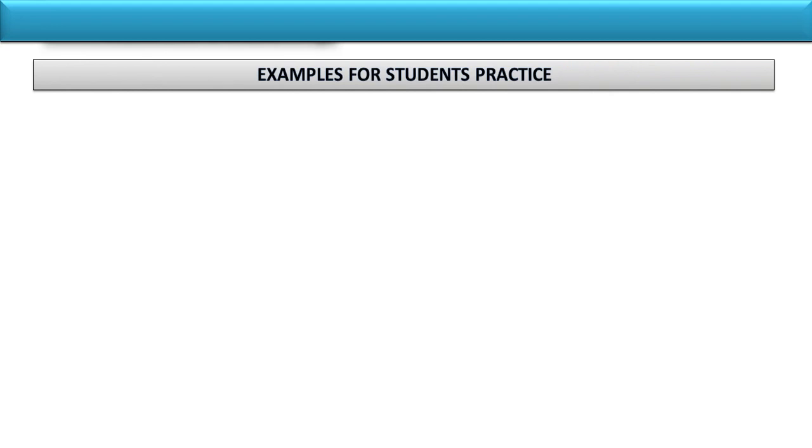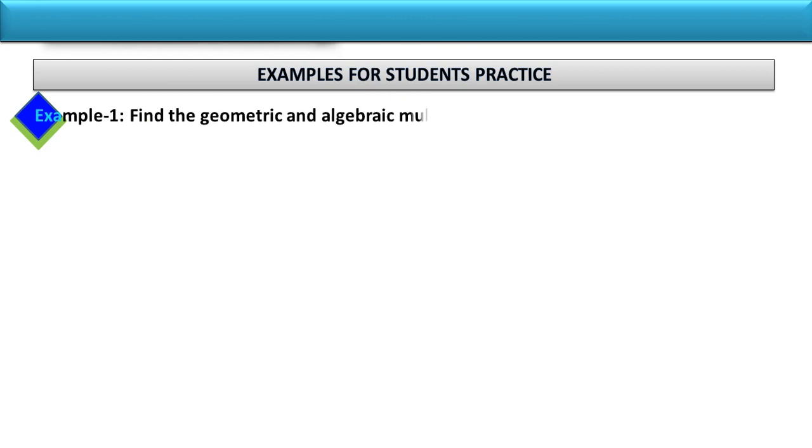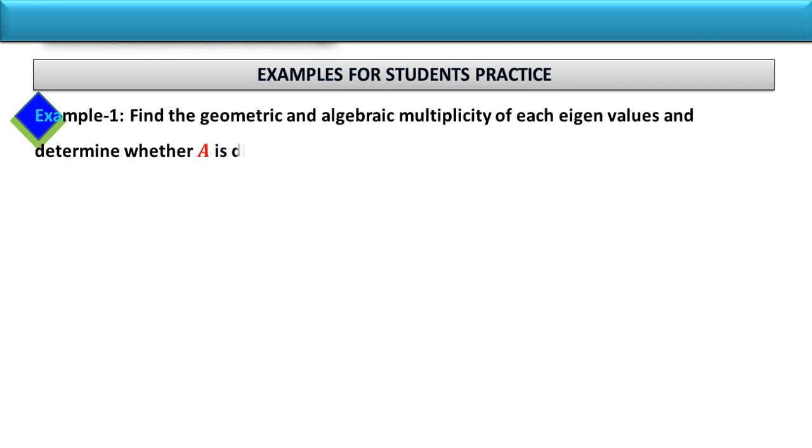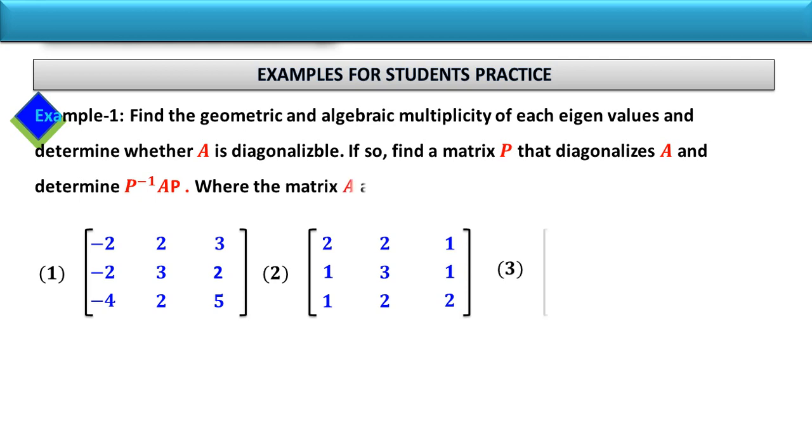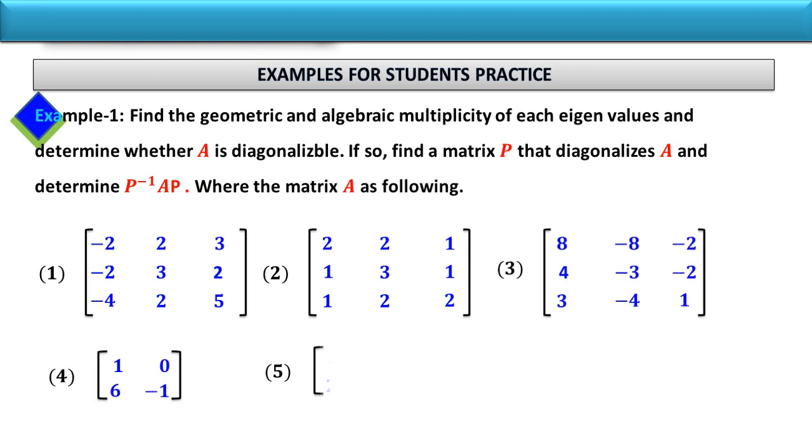Now examples for student practice. First example: find the geometric and algebraic multiplicity of each eigenvalue and determine whether A is diagonalizable. If so, find the matrix P that diagonalizes A and determine P⁻¹AP, where the matrix A is the following: 1, 2, 3, 4 and 5. There are 5 matrices.